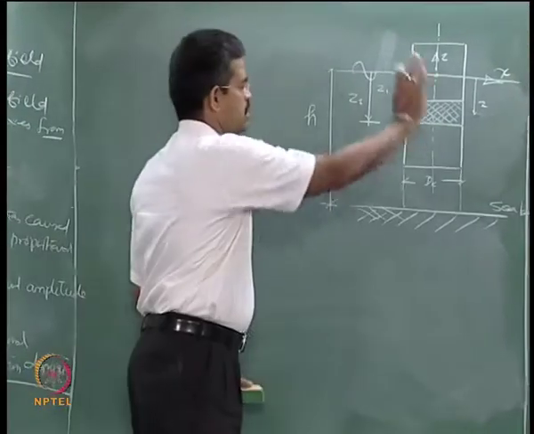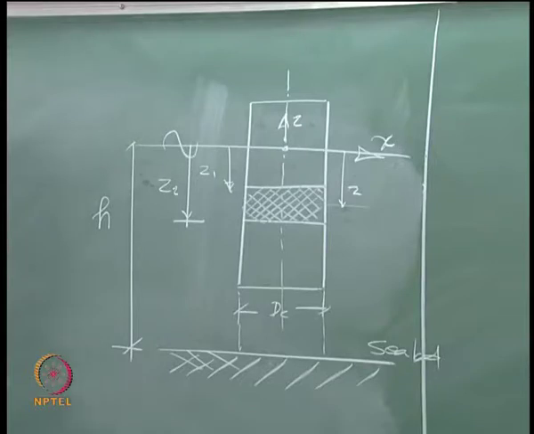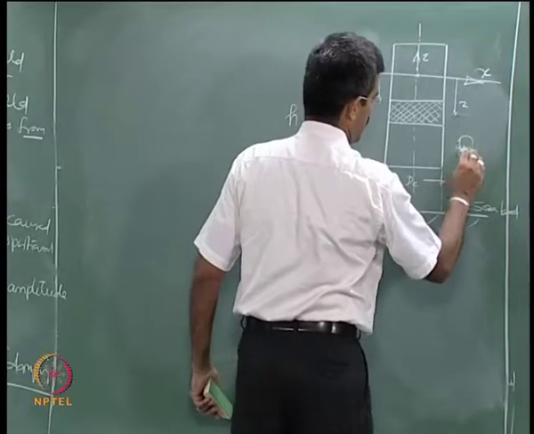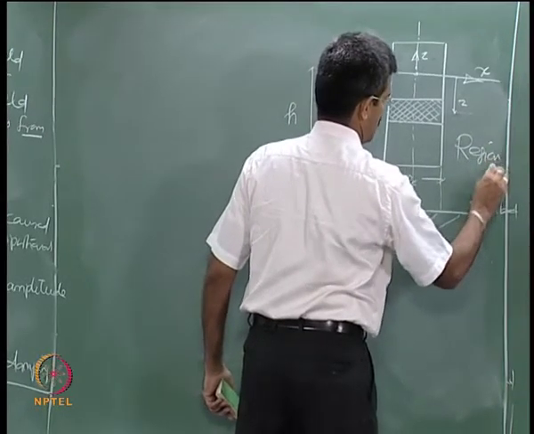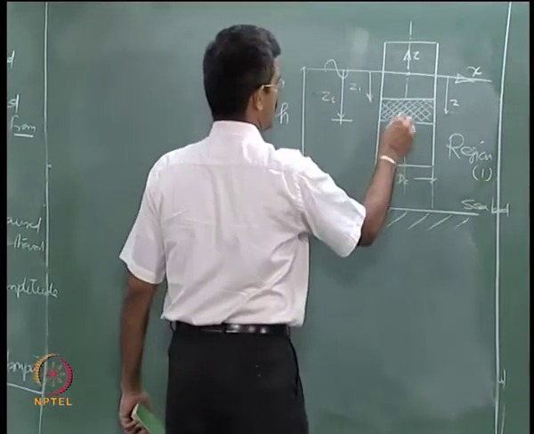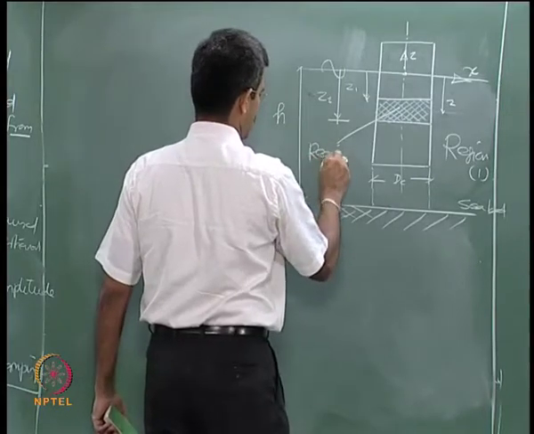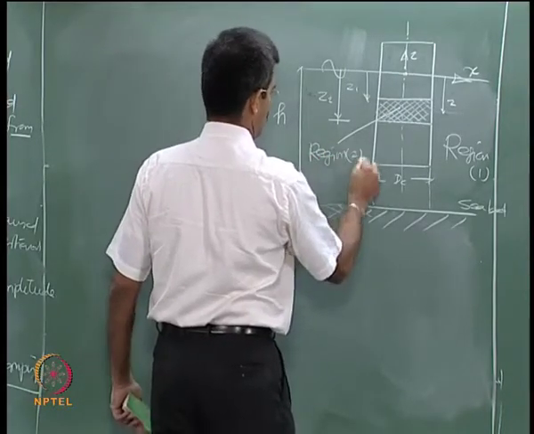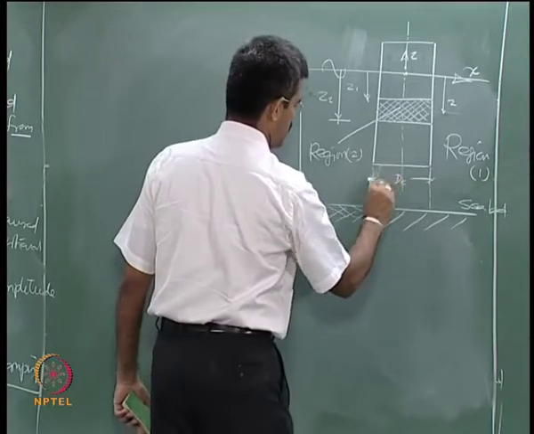I divide this for mathematical modeling into 3 regions. There are 3 regions here. I say region 1, I say this is region 2, and I say this is region 3.